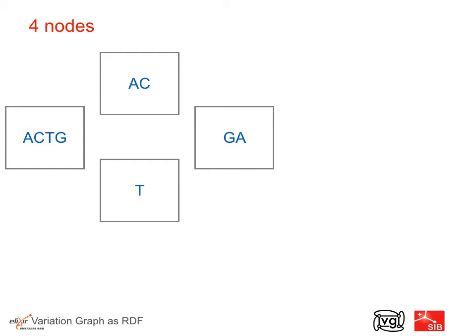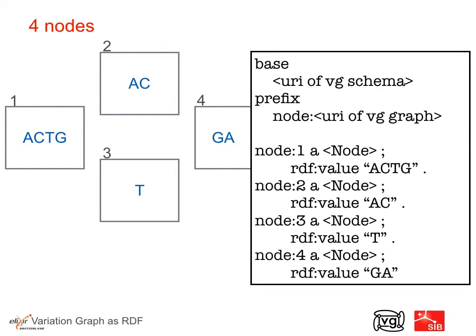Now I assume that you've seen a VG railroad schema, but basically here we have a linear sequence, or two linear sequences, with two variants. So there are 4 nodes in total. And for these 4 nodes, I'm going to describe them on the side in the Turtle syntax, showing how they are written down as RDF.